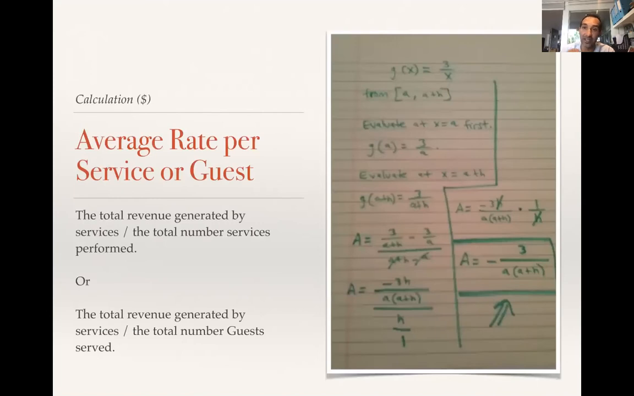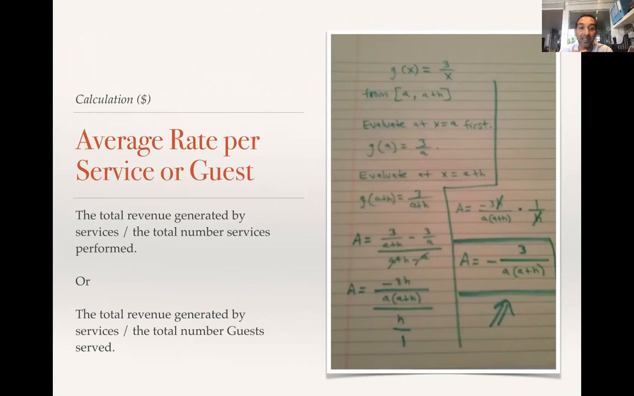The next calculation as a dollar sign would be average rate per service or per guest. Okay, a service would be perhaps a treatment or a hair therapy or something like that that you may offer, and by guest you'd be a guest who enjoys the services in the spa. Okay, the way that these are calculated, it is total revenue that you generate divided by the total number of services performed. So total revenue generated by the services divided by total number of services performed, and that would give you average rate per service.